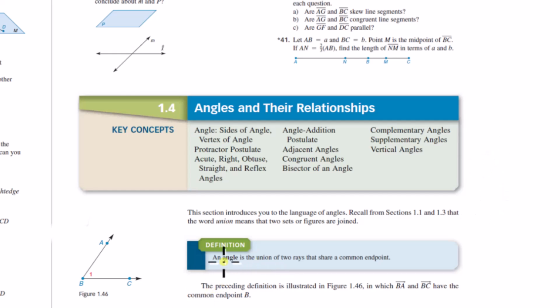All right, so here's the official definition of an angle. An angle is the union of two rays that share a common endpoint. So an angle is the union of two rays that share a common endpoint. The preceding definition is illustrated in figure 1.46, in which ray BA and ray BC have the common endpoint B. So here's an illustration of that.